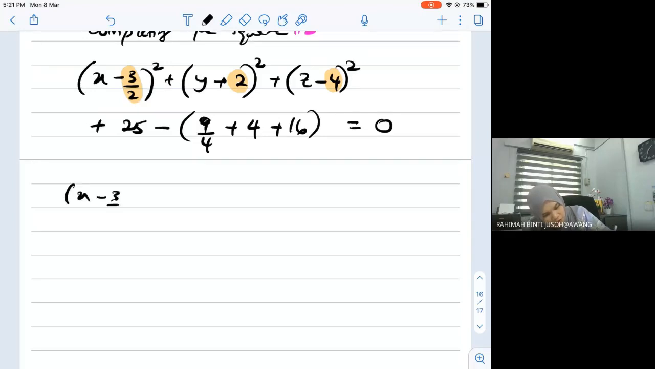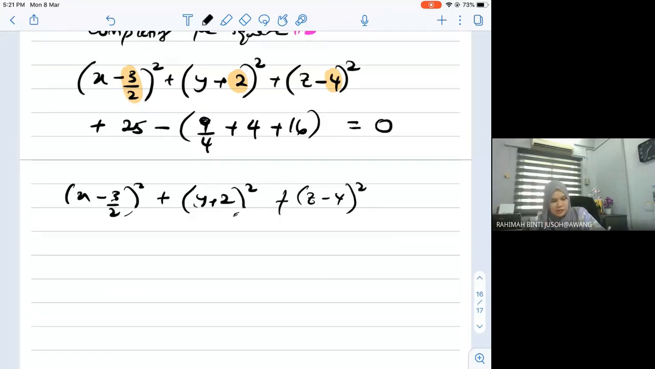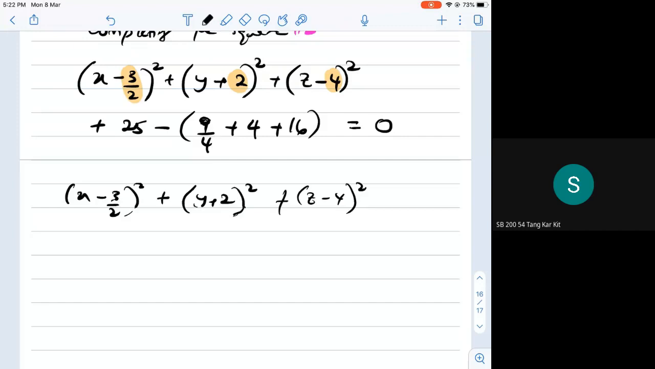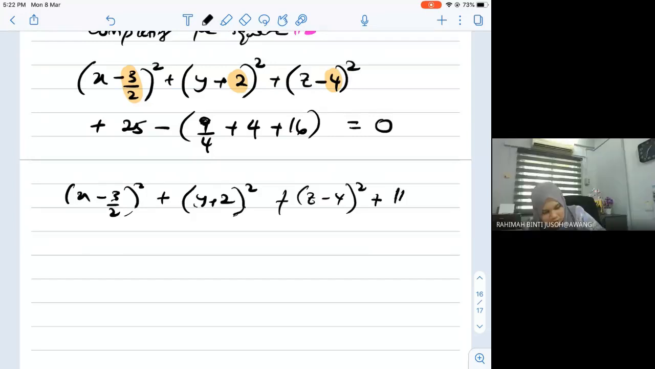So you akan dapat (x minus 3 over 2) squared plus (y plus 2) squared plus (z minus 4) squared. Dia jadi berapa ni? 25 tolak 9 over 4 tolak 4 tolak 16. Kira lah guys, dia dapat berapa ni? 11 over 4. Sorry, 11 over 4. Plus or minus? Plus. Plus 11 over 4. Okay, everyone got this? 11 over 4, betul? Semua dapat?